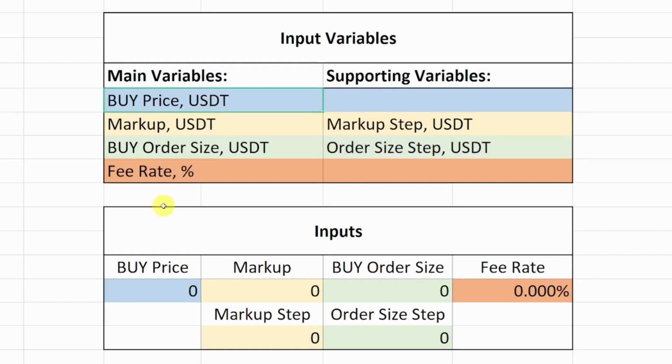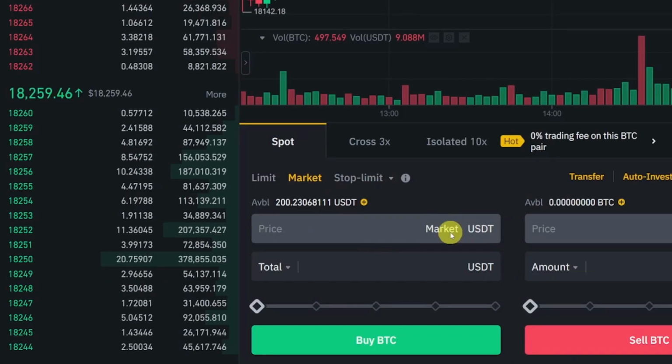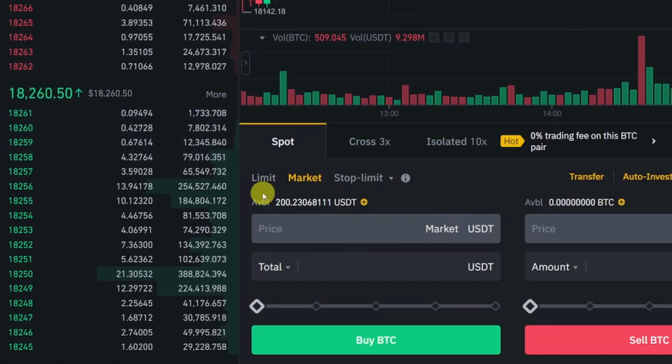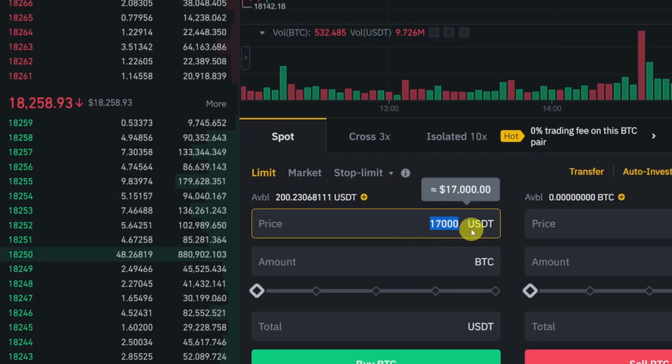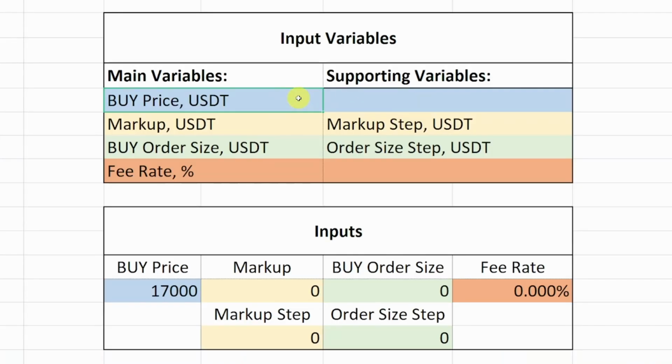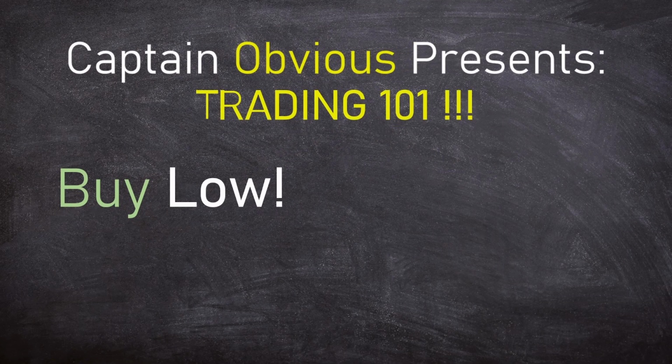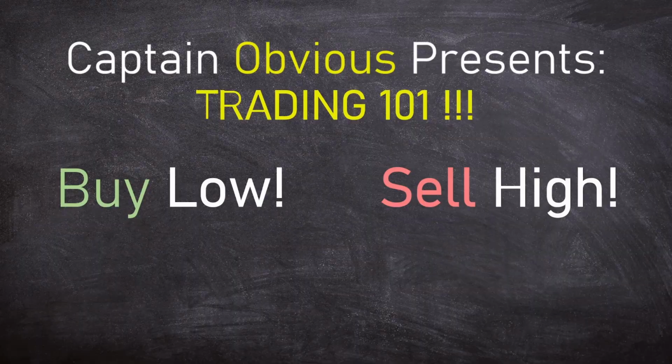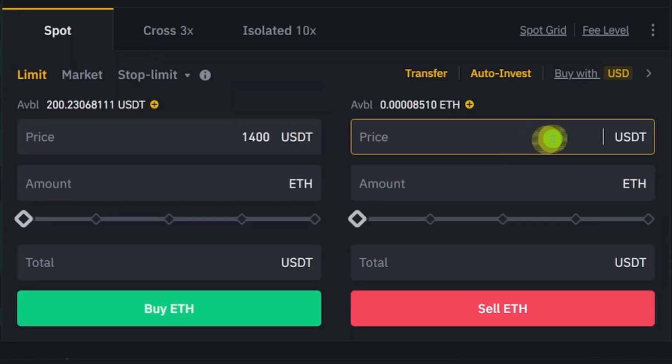Firstly, there's the buy price in USDT. It's the same one you either get automatically in a market buy order or you type in yourself into a buy limit order. Next is the markup in USDT. The golden rule of trading, as you know, is buy low, sell high. So this is exactly how much you add on top of your buy price when you sell.